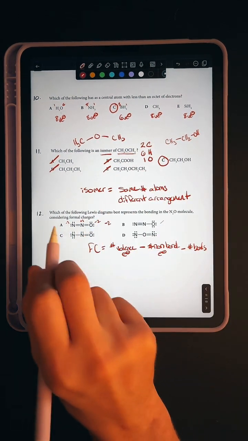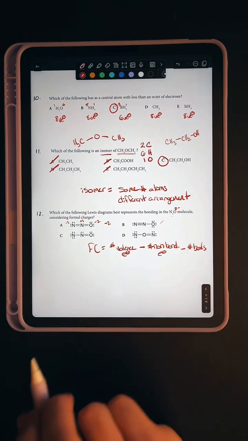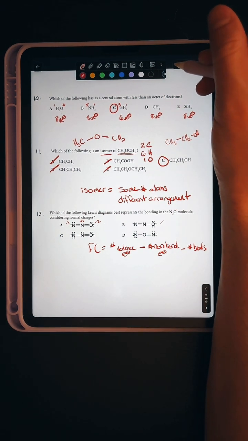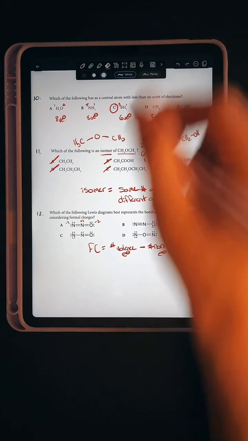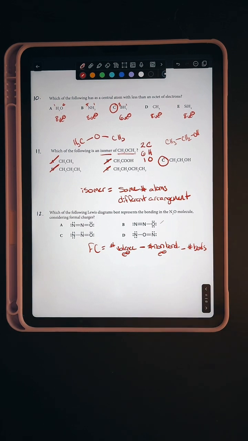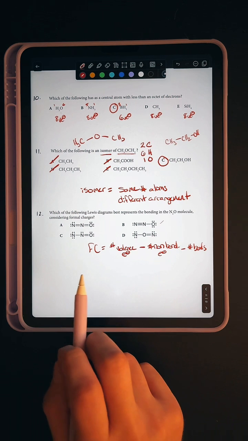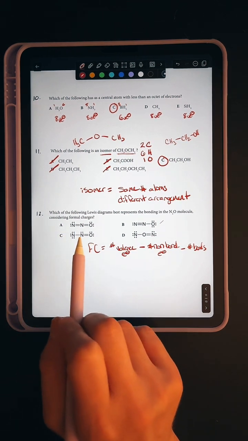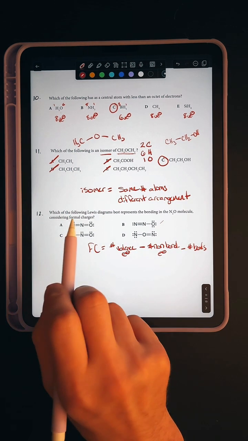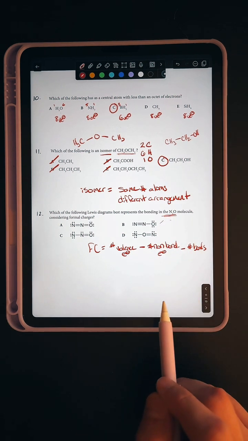And overall, if you add up all the formal charges, they should equal the overall charge on your molecule. In this case, because we're not given a charge on our molecule, hopefully all of them add up to 0. What we're going to do is find the formal charge for each of these atoms and figure them out.